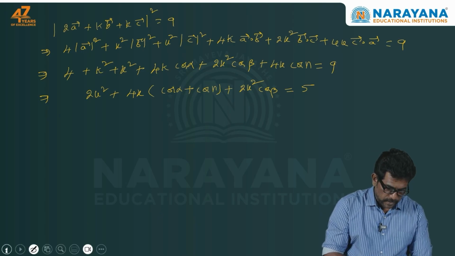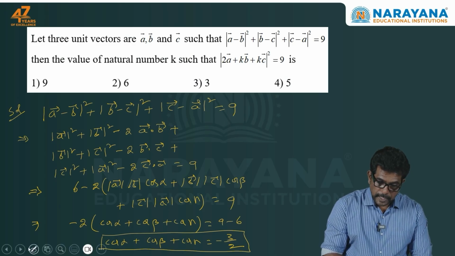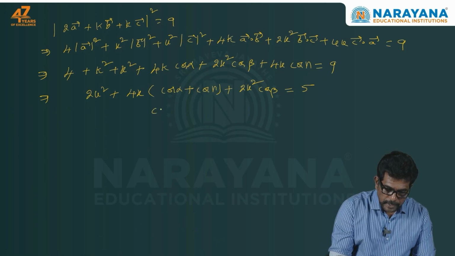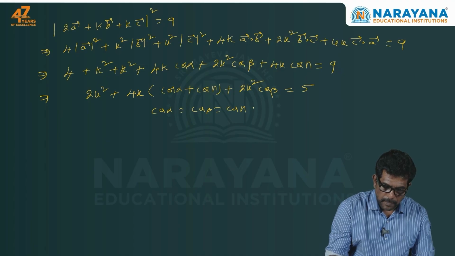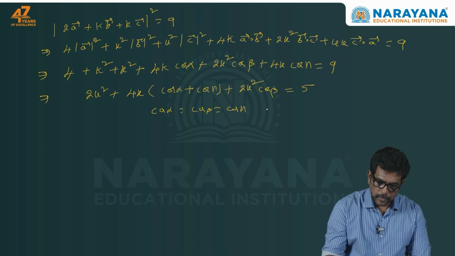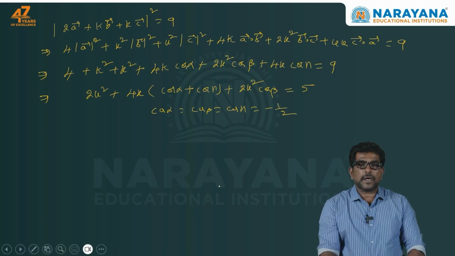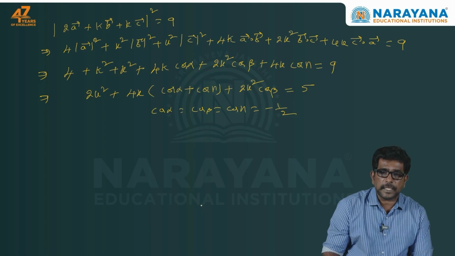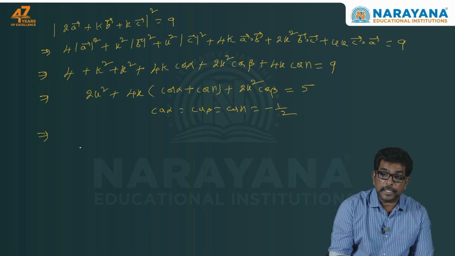Now from the given, it is memory based, there may be some data insufficient. Suppose we are assuming that cos alpha is equal to cos beta is equal to cos gamma, then, because cos alpha plus cos beta plus cos gamma is equal to minus 3 by 2, we get each one is equal to minus 1 by 2.